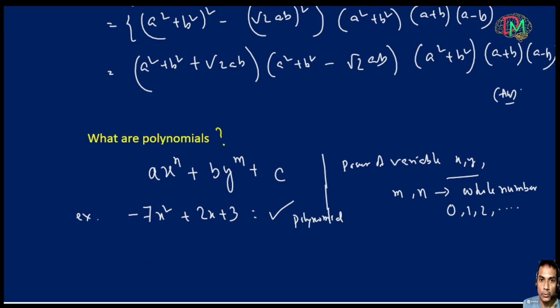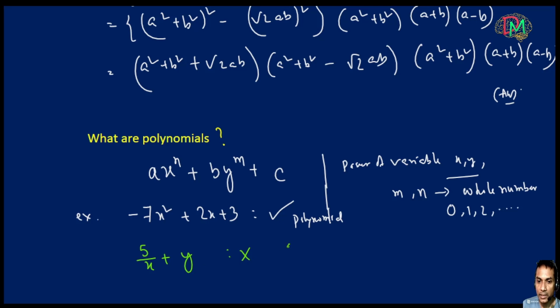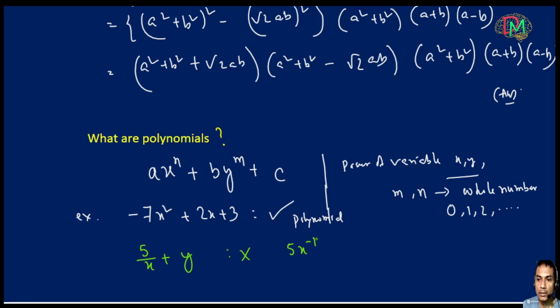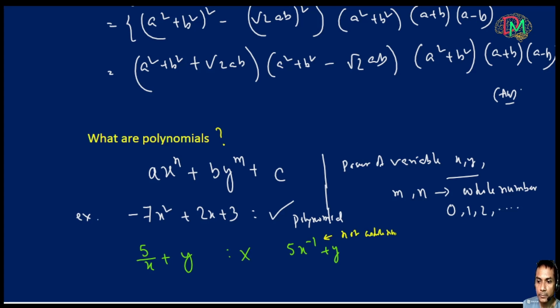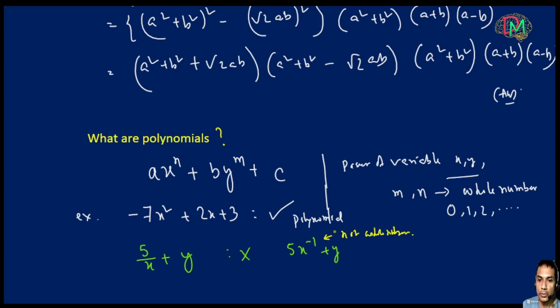If I told you another example, 5 by x plus y, is it a polynomial? No. Why not? Because this can be written as 5x to the power minus 1. Already I told you the power should be a whole number, but what is it? It is a negative integer. This power is a negative integer, not a whole number. So we cannot say it is a polynomial.